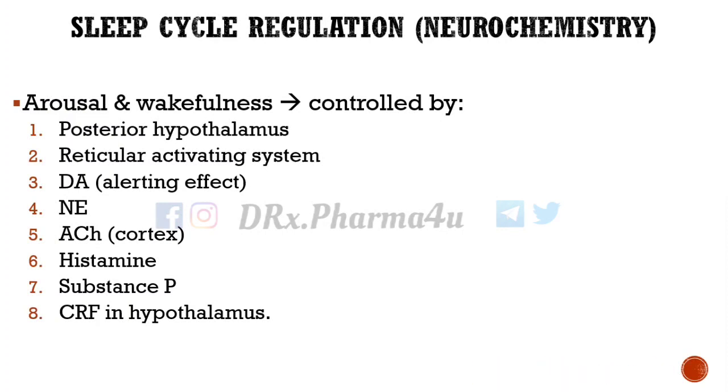Then there is something called substance P. Substance P is actually involved in the pain pathway also. Maybe in the future I'll talk about substance P, then we will talk about the pain pathway and its role. And definitely CRF in hypothalamus, corticotropin releasing factor in hypothalamus. So these are the different factors which control arousal and wakefulness.